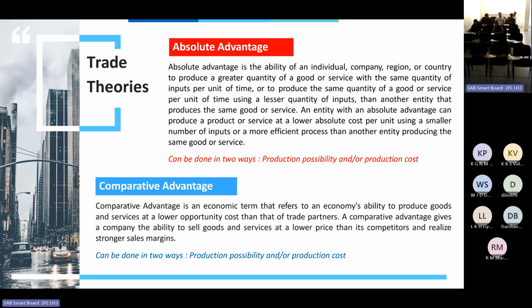The other way around, you can look at the input approach: how can the input approach be applicable to produce the same level of output? Which country is utilizing less input?